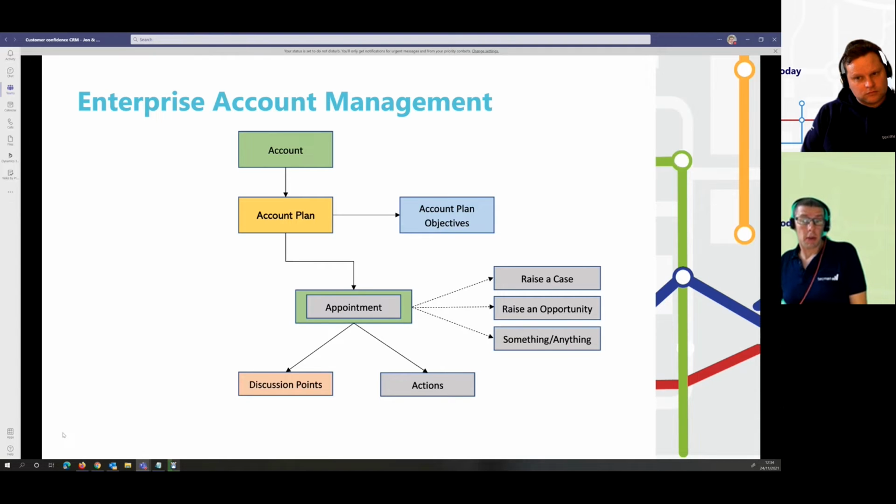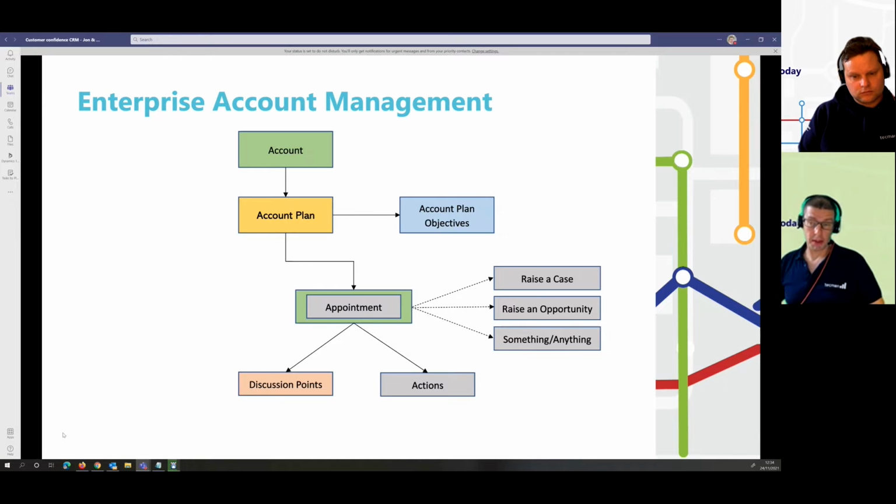And yes, the idea of those extra ones on the side, raise a case, raise an opportunity, these are things that we've just added into our demo system, so that when you close that appointment down, you could raise a case for somebody else to pick up, or raise an opportunity if something was discussed that would need that.